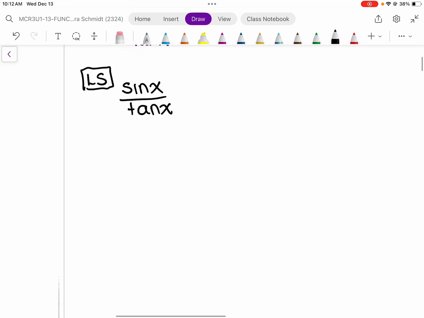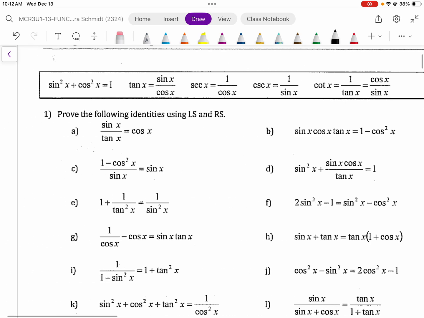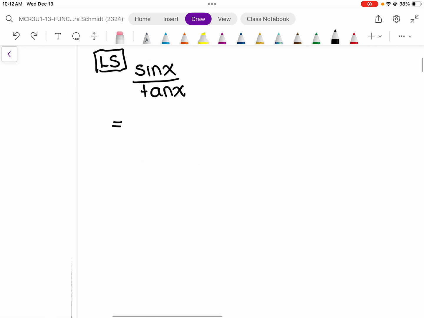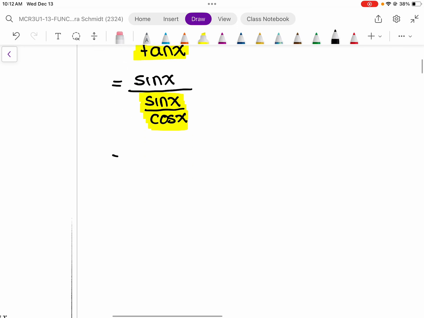So I'm going to try to get rid of tan x here. So I know using my identities that tan x is equal to sine divided by cos. So I'm going to replace tan with sine x over cos x. So all I did in my first step was I took the tan ratio and I replaced it with sine over cos. Okay, now I've got sine divided by sine over cos.